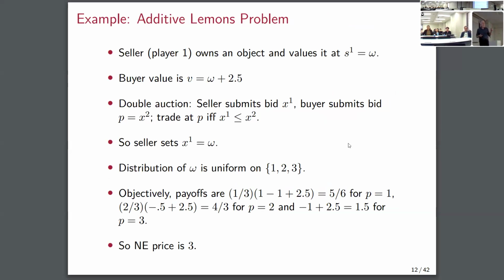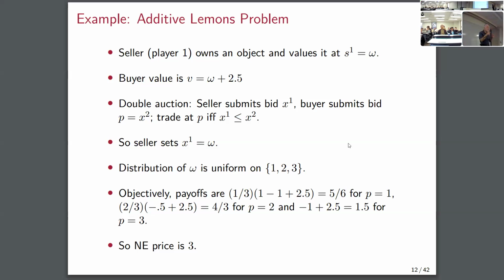Let's look at how this plays out in an example. This is called an additive lemons problem. Player one is a seller who owns an object, and their value is private information. They have a signal S1, which is the same as the state, omega. The buyer's value is omega plus 2.5. It's additive lemons because the buyer always likes the good a fixed amount more than the seller. There's also multiplicative lemons, where the buyer likes the good twice as much. Here it's an additive amount.